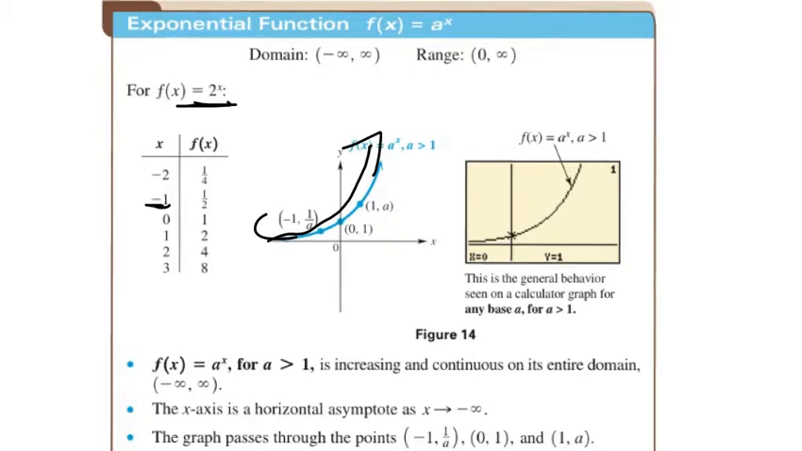Anytime you raise it to a power of negative 1, you just put the number underneath 1 as a fraction. And for any positive numbers, you just raise it to that exponent.